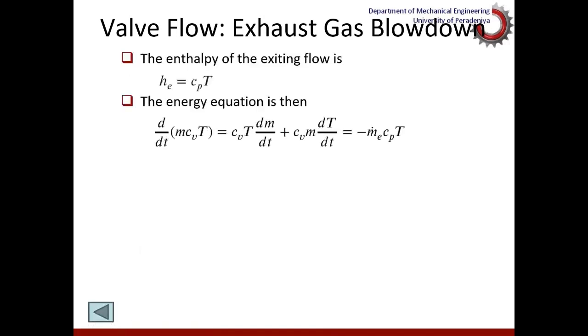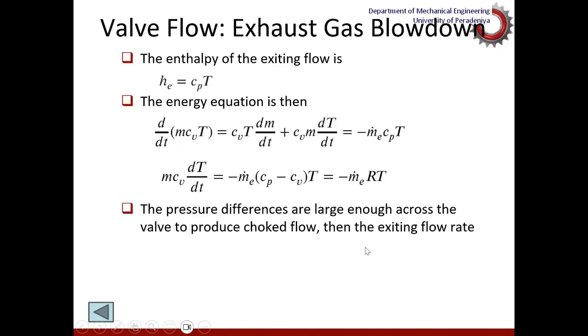So that will be equated to this, and accordingly a slight rearrangement of these terms would give you m Cv dT, so that is this quantity, equal to minus this one, so that is minus me dot RT. So Cp minus Cv is R. It's an ideal gas property.